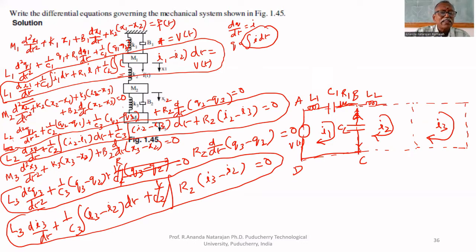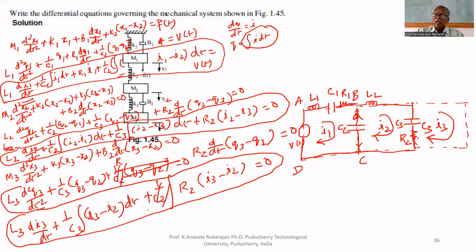1 by C3 is between the second loop and third loop. Therefore, it should be here. This capacitor is here, C3. R2 is between I2 and I3. That is also here. R2, C3. How many elements? Inductor 1. This capacitor already drawn. Second, C3 drawn. Third, R2. Four elements. That's all. So we can complete the second loop.